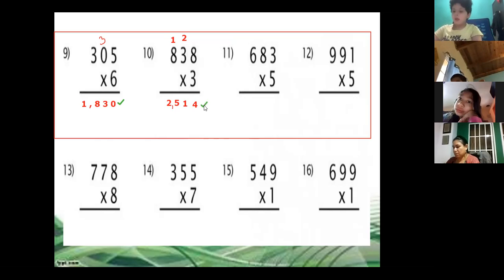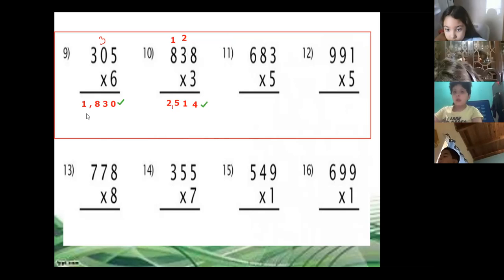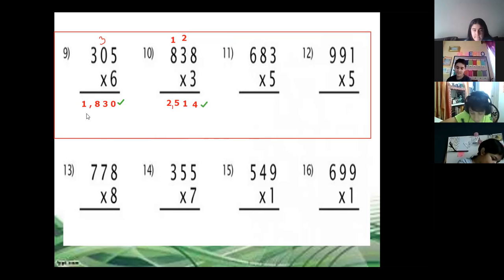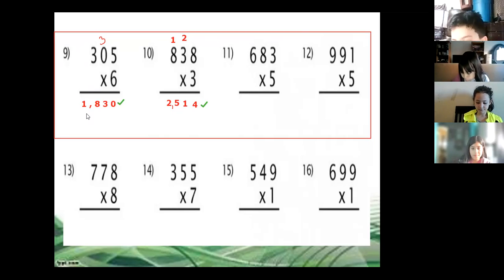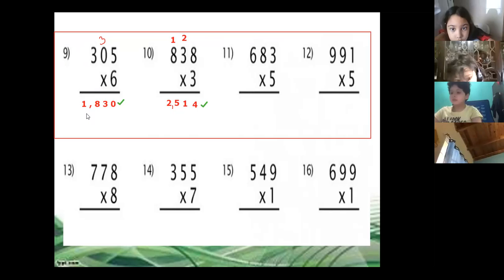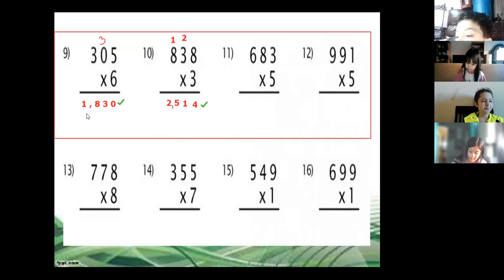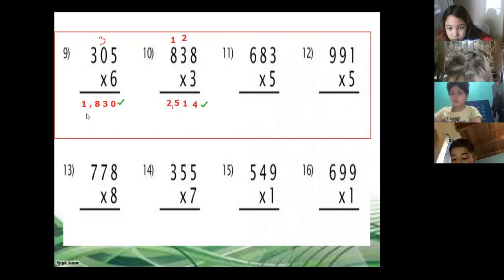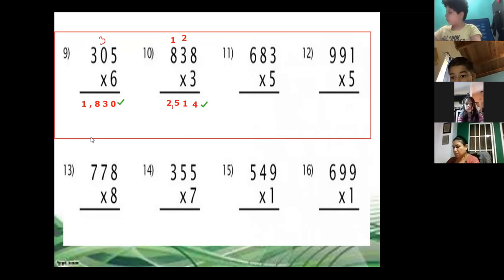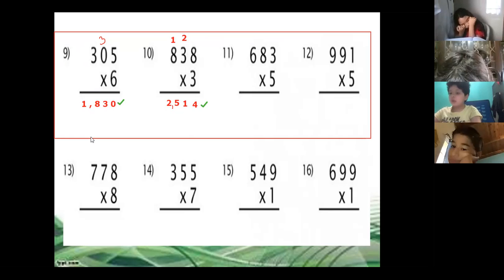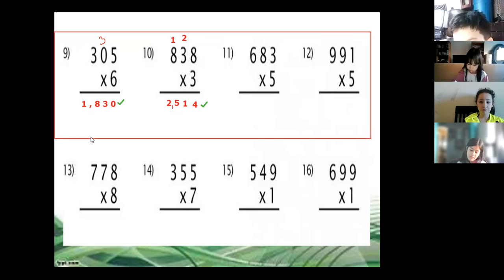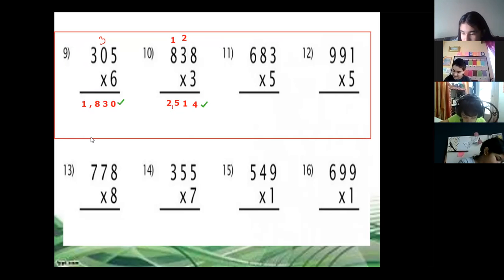Santiago Hernandez, number 11. We have 683 times 5. So we multiply first 5 times 3 or 3 times 5, Santiago. What is the answer? Is Santiago Hernandez no longer connected? No, right?